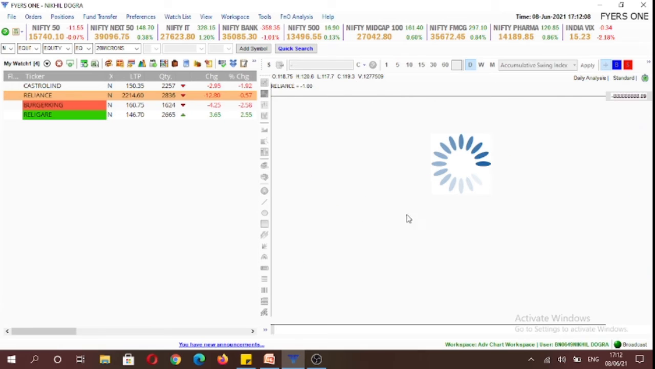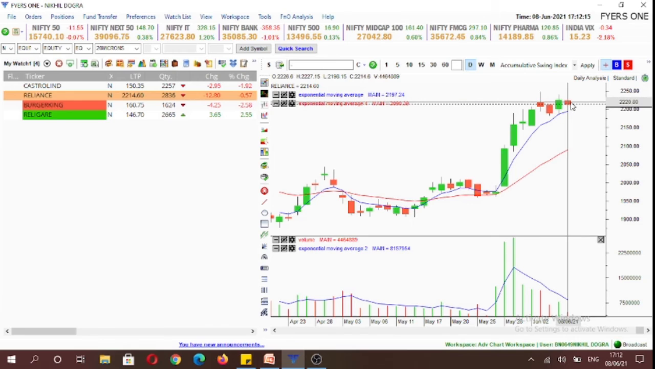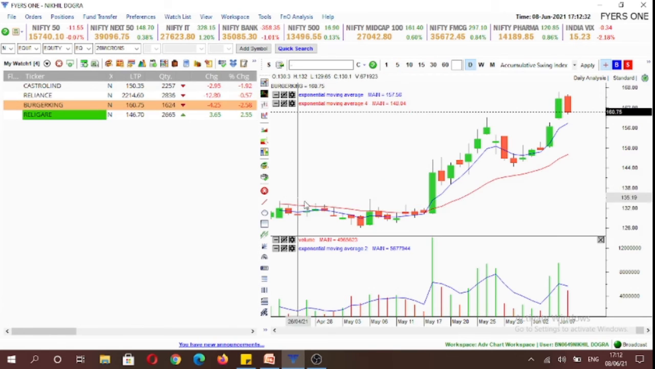Next stock is Reliance. It is again in an uptrend based on the moving averages, and today it formed an inside candle. So we'll look for buying opportunity above 2227.2 levels with a normal size, or we'll look for selling opportunity below 2198 levels with half our normal size. And our third stock is Burger King. It has formed an inside candle today, and the trend for Burger King is up as it is trading above both 5 and 20-day exponential moving averages.